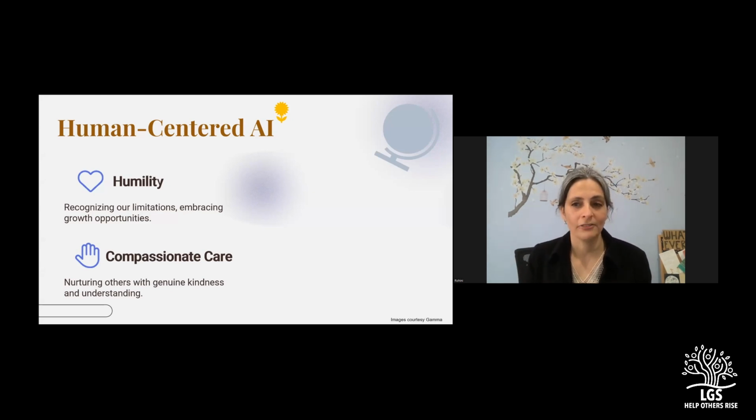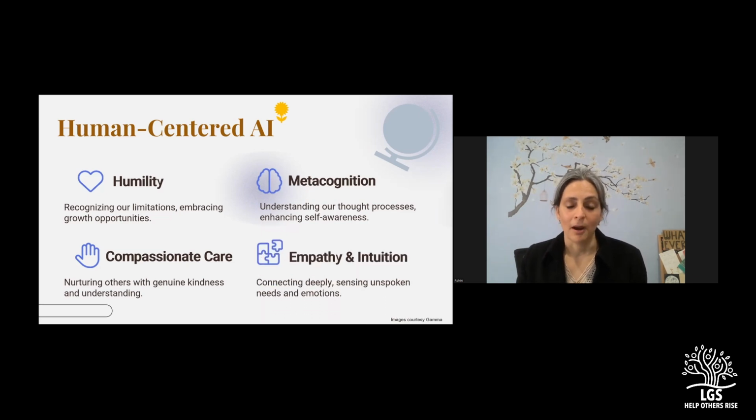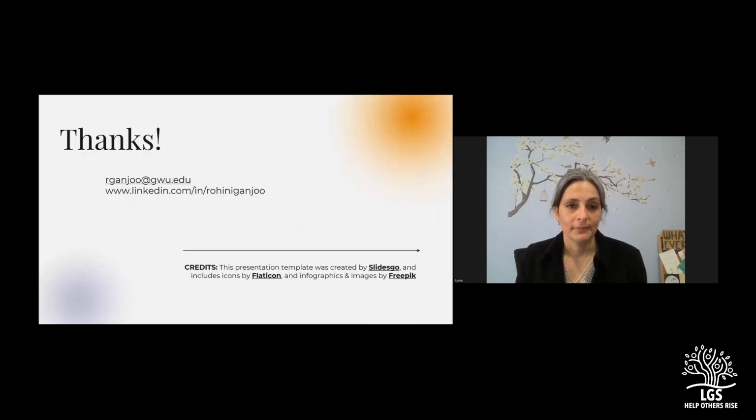Let's not lose sight of the fact that as and when these AI tools expand, we have our humility and our compassion, which remain the cornerstones of patient care. Okay, and also, these are some things that just cannot be replaced: our metacognition, our empathy, our intuition. So, AI is definitely a powerful tool, but it's our humanity that is making healthcare truly effective. So that's it for me, but I will stop sharing.